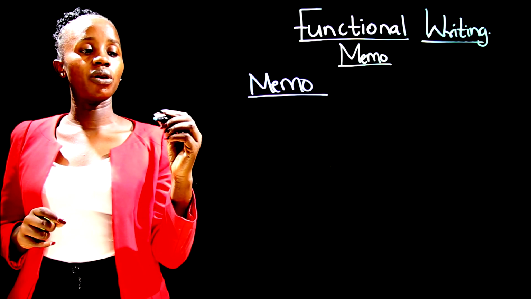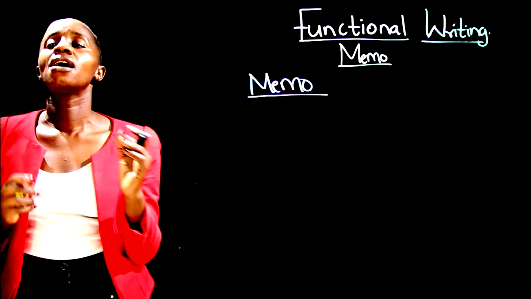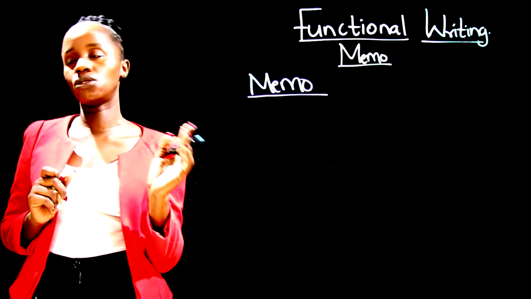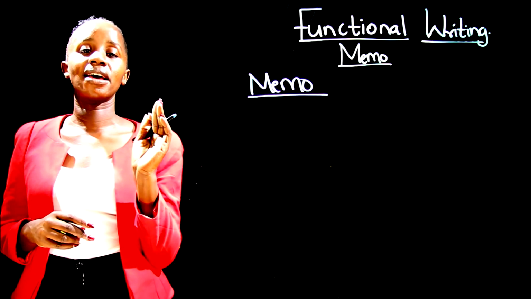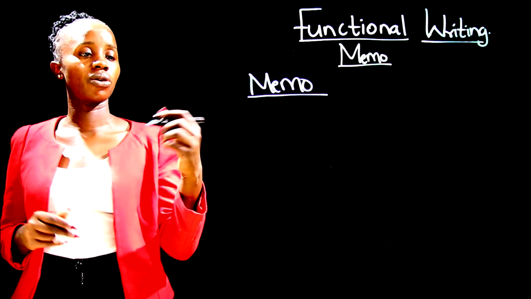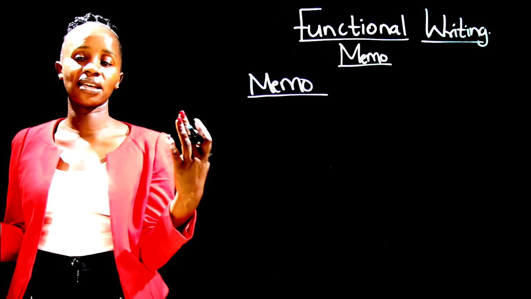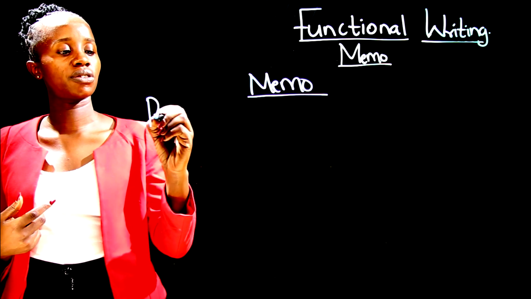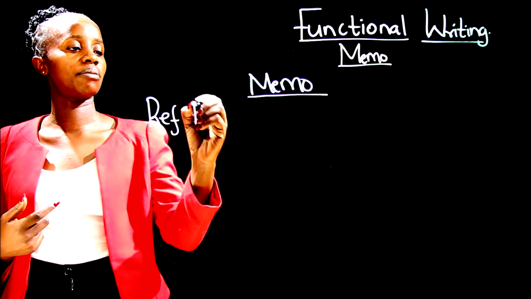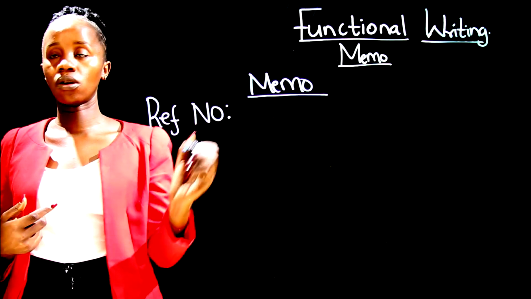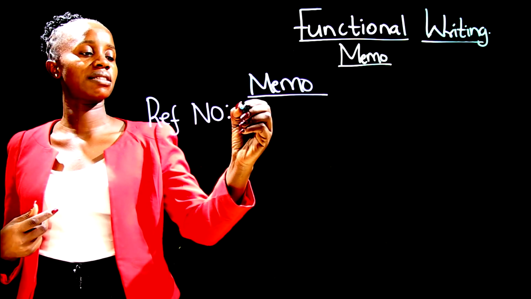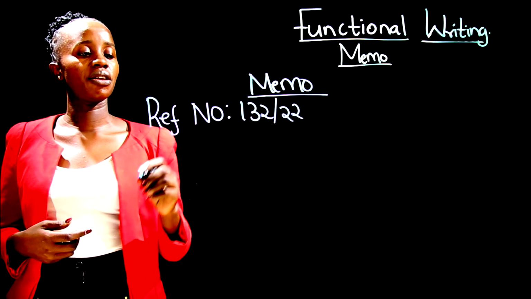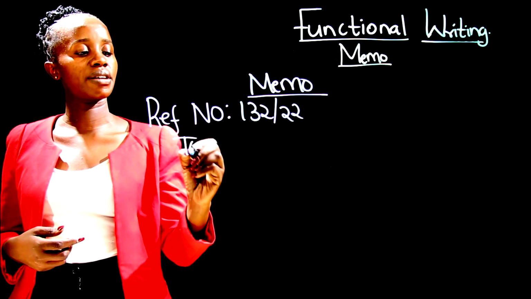Then you'll write your reference number. The reference number is how many memos you have written before in that year. Let's say it's the 32nd memo in the year 2022. Or this is the first memo, the second, whatever. So you'll write the word "Ref" in short, then a colon, then the ref number. For example, 132 of the year 22.